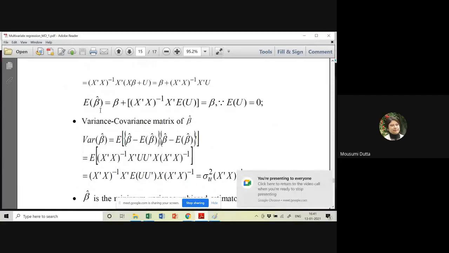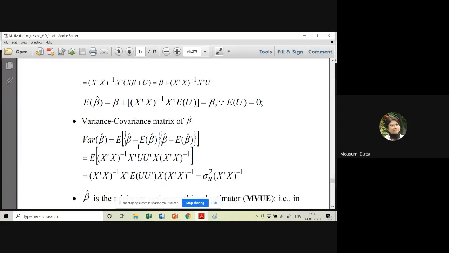Okay, so we did this. Expectation of beta hat is equal to beta plus x prime x inverse x prime expectation of u. This is equal to beta as expectation of u is equal to the 0 vector. Next step: the first property is proved, and the second property. The first property is that it is linear in y. The second property is that it is unbiased. And the third requirement is minimum variance unbiased estimator. It should have the minimum variance.